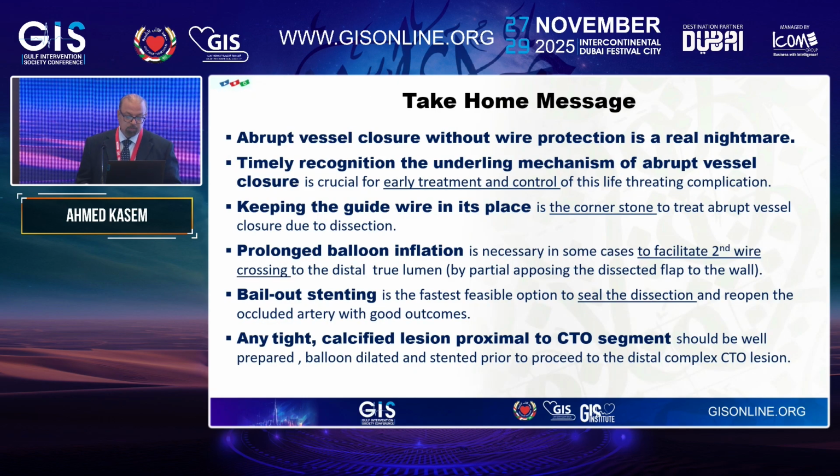So the final take-home message: abrupt vessel closure without wire protection is a real nightmare. Timely recognition of the underlying mechanism of abrupt vessel closure is crucial for early treatment and control of this life-threatening complication. Keeping the guide wire in its place is a cornerstone to treat abrupt vessel closure due to dissection. Prolonged balloon inflation is necessary in some cases to facilitate second wire crossing to the distal true lumen of the side branch, and partial sealing of the flap. Bailout stenting is the fastest feasible option to seal the dissection flap and reopen the artery.